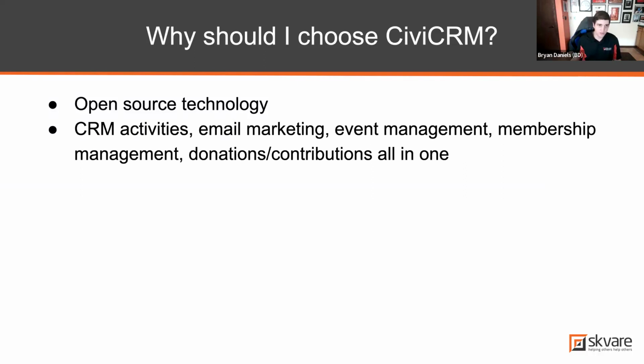CiviCRM can do a lot more than just keeping track of all the contacts that you're related to. It can track activities. Some are automated, some can be done manually. So for example, let's say you call a person, you can manually create an activity for them, or you send out a bulk email for marketing, then it'll automatically create an activity. So you can go to a contact and see all of the different interactions that you've had with this person. You can also schedule events through CiviCRM. That's what we did for this one. You can manage membership records, and also donations and contributions for fundraising.